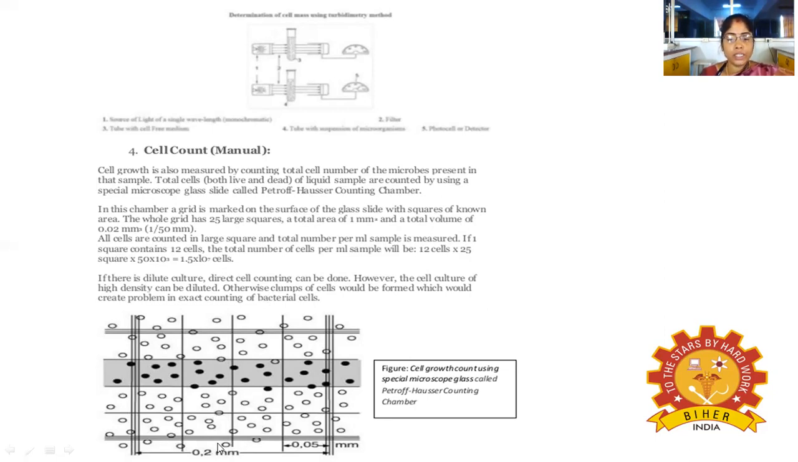Okay, so in this case, the main disadvantage is that not only the viable cells can be detected, non-viable cells also will be detected, which means that the dead cells also will be taken into the count. So this has some disadvantage because of that.